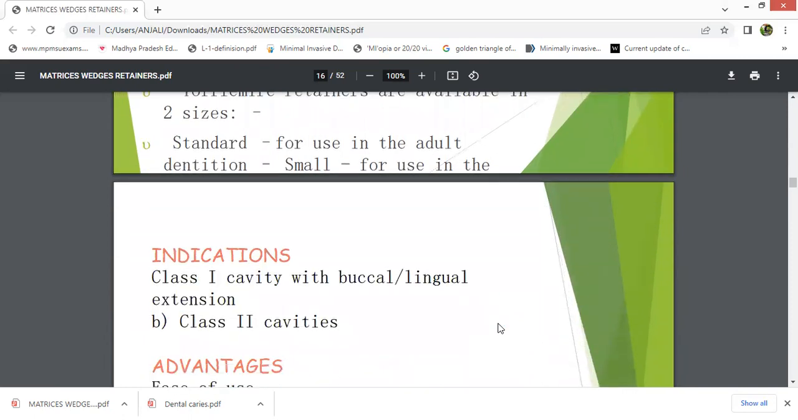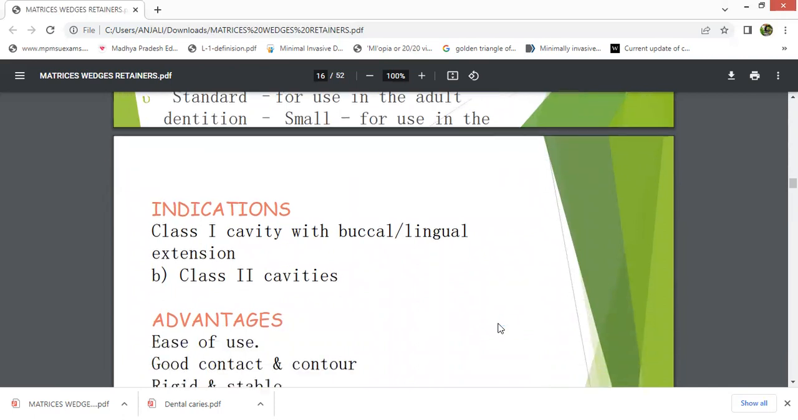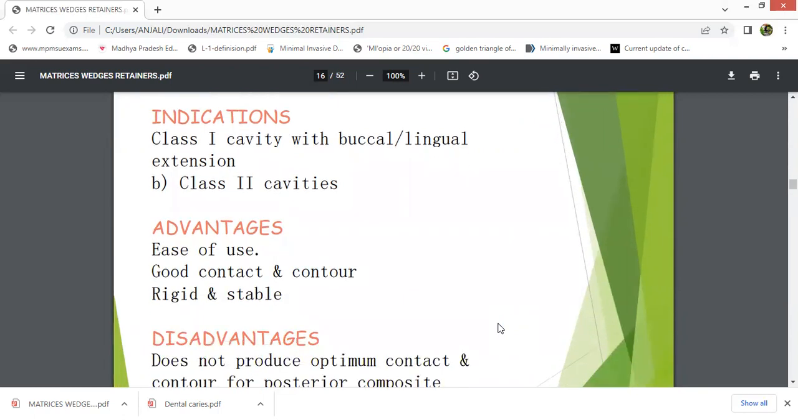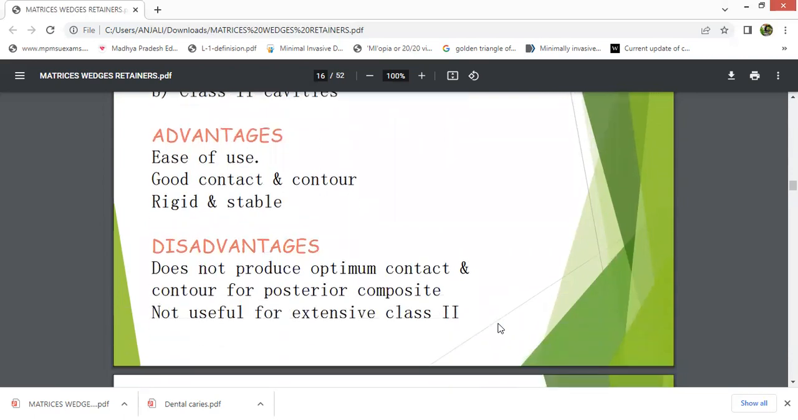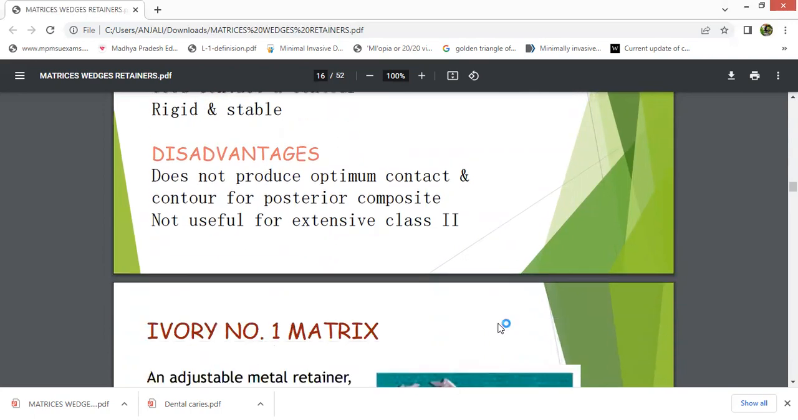So next one आता है indications. Class 1 cavity with buccal limb extension में और क्लास 2 कैविटीज में होता है टफलमेयर का यूज. एडवांटेज क्या है कि यूज गुड कॉन्टैक्ट एंड कंटूर, rigid and stable. Disadvantage: does not produce optimum contact and contour for posterior composite, not useful for extensive class 2.